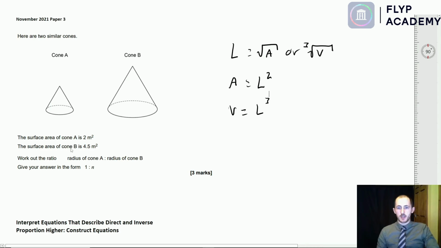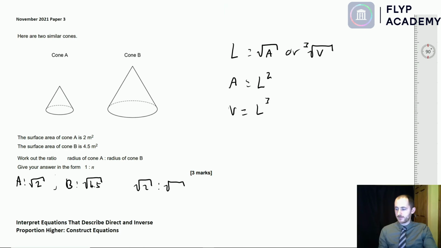So in this question, our length is our ratio. So we're going from an area to a radius. So all we're going to do is just square root it. So square root of 2, and then for B, we have the square root of 4.5. So our answer is the radius of cone A to cone B is going to be root 2 to root 4.5. However, it's asking me to put it in as 1 to another number. So to do that, we divide by square root 2. So we need to divide this side by square root 2.